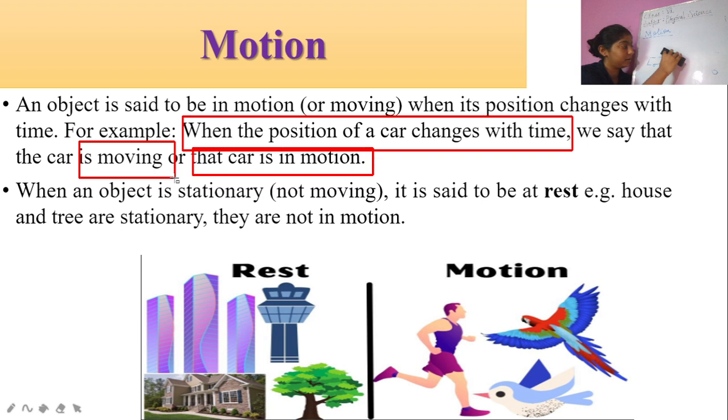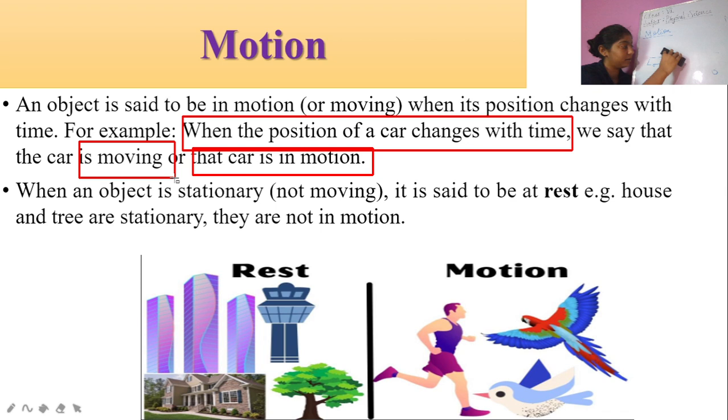You can see there is a house and a tree, which are stationary, so we can say they are not in motion, right? Here we have a house, tree, and buildings, which are all at rest, right? And what are in motion? On the right hand side there is something which is moving.